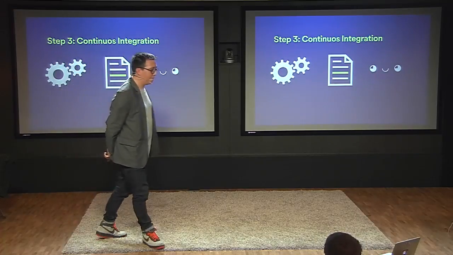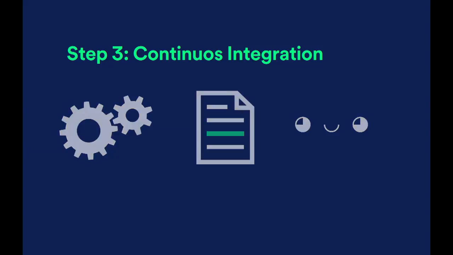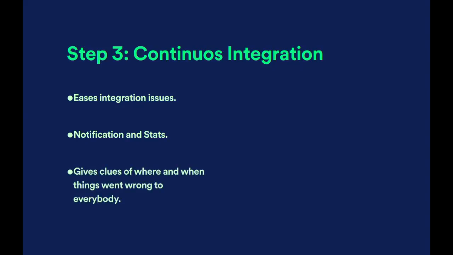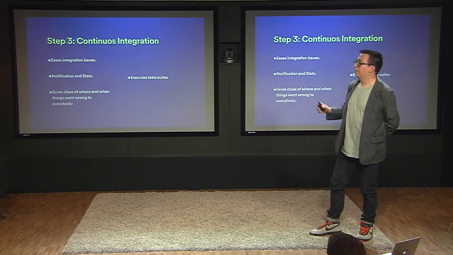Then, step 3. It's been reviewed, and our continuous integration is working. You probably know about it. It eases integration issues. It gives us notifications and stats on what's wrong. We have like really cool dashboards with lots of information, building times, running times, everything. It gives us very detailed clues of what went wrong, when, and they execute our suite of tests.